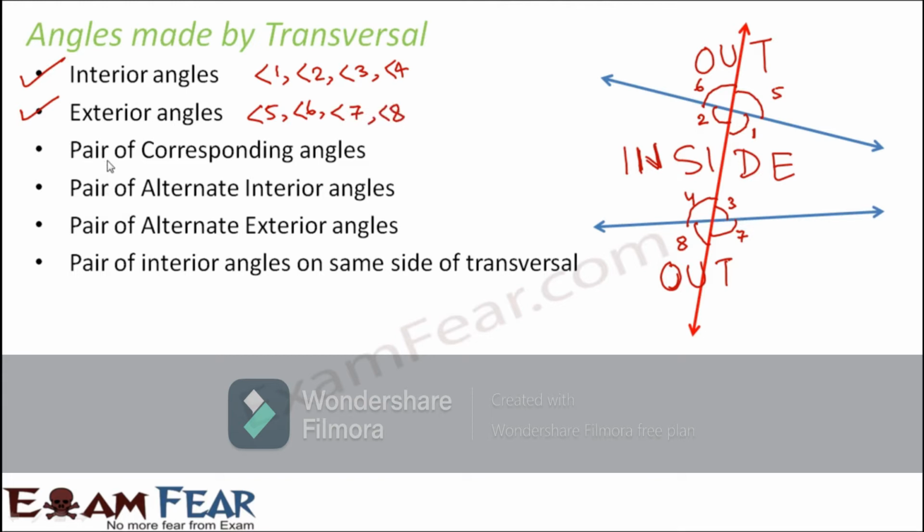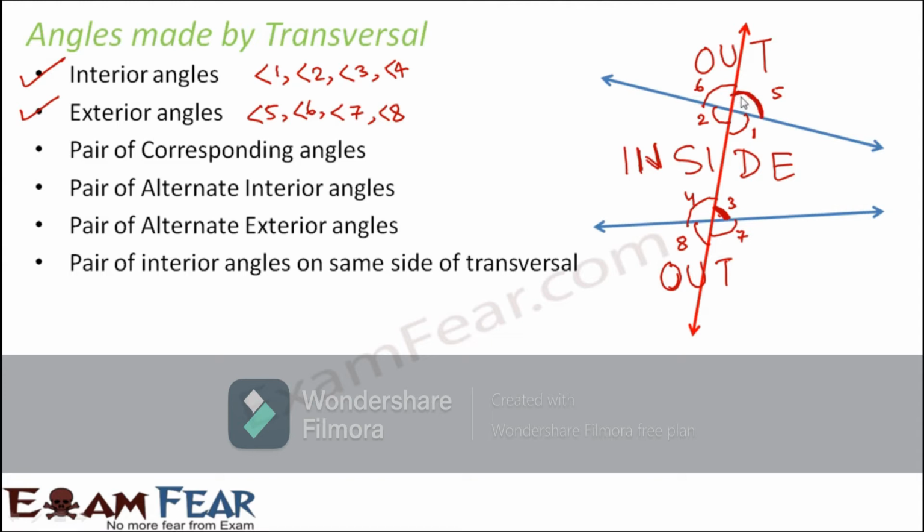We also have pairs of corresponding angles. Now, what are corresponding angles? These are angles which are located at corresponding positions related to the 2 lines. Let's say you compare angle 3. Angle 3 is located on the right hand side of the transversal. Now, at a corresponding position for this line, do you have an angle? Of course, you have angle 5.